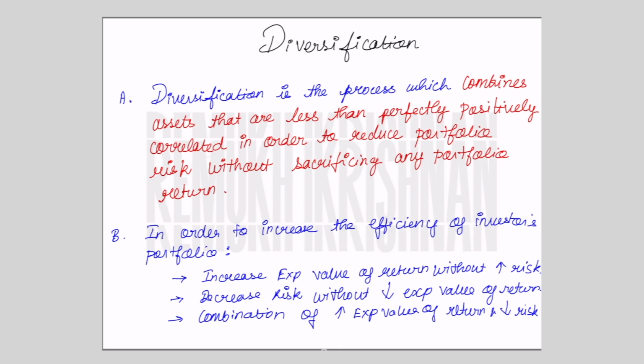How to do diversification? Diversification is the process which combines assets that are less than perfectly positively correlated in order to reduce portfolio risk without sacrificing any portfolio return. So there should be a combination of risk and return. At the end of the day, it should yield the return to the taxable person.